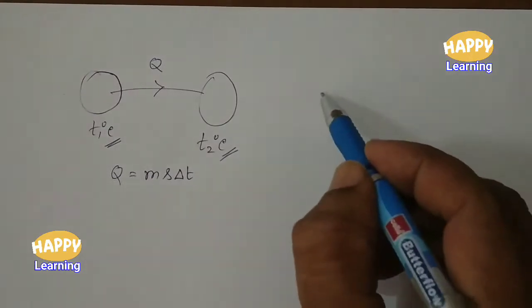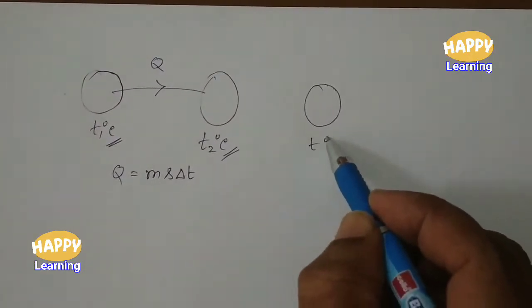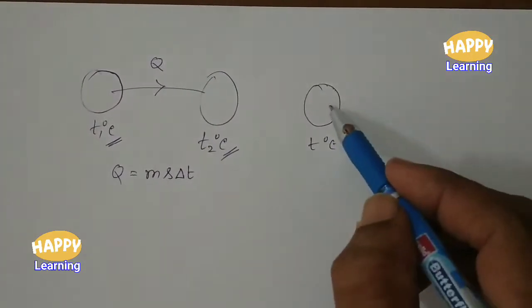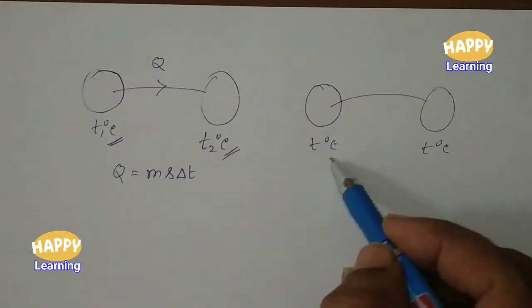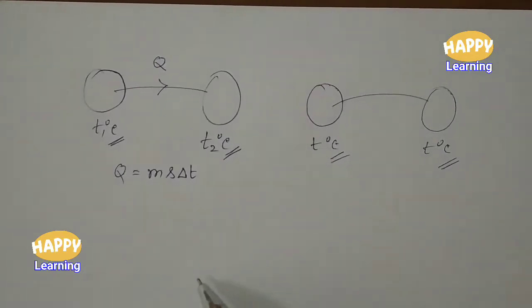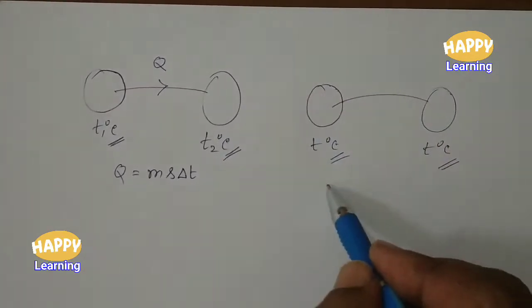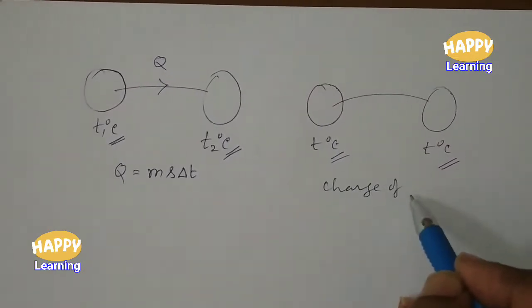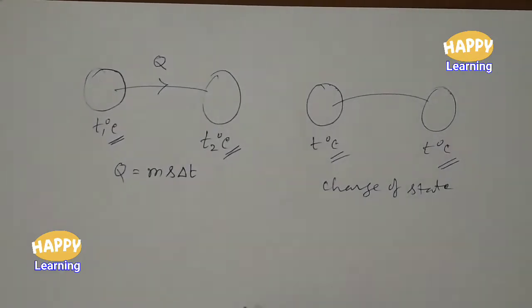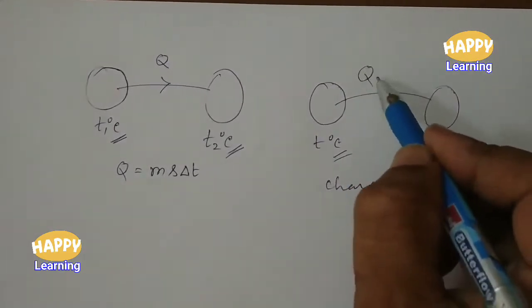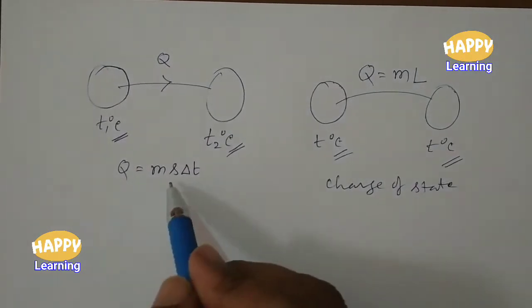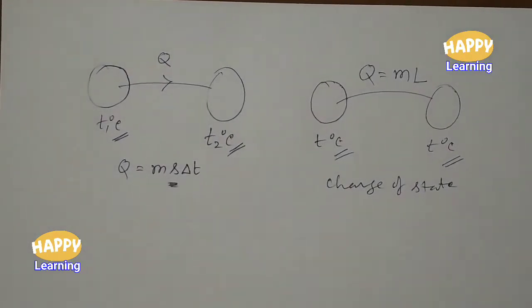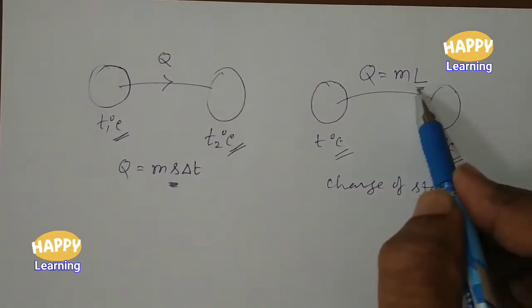Whereas in the other case, there is a body whose temperature is T degrees Celsius. It changes to another state where its temperature still remains T degrees Celsius. Here, change of state takes place. Here you need to use the formula Q equal to m l. This s is the specific heat, this L is the latent heat.